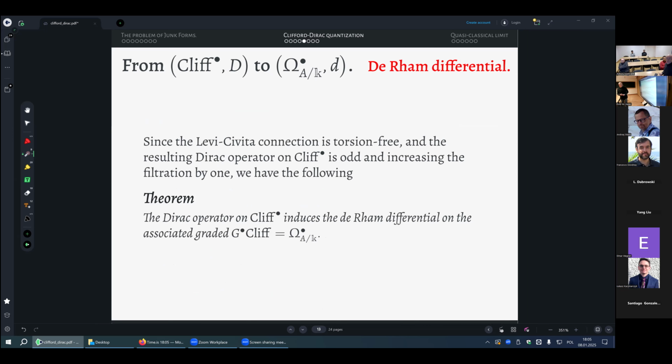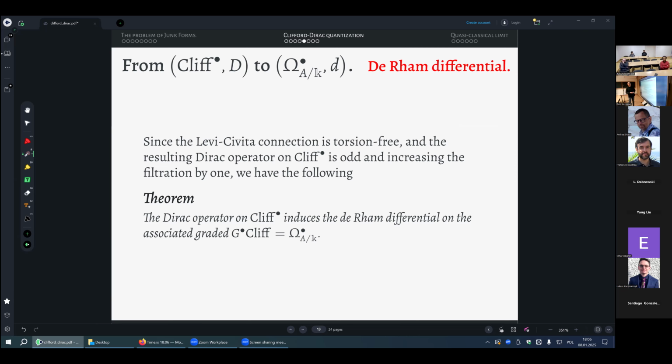So, we then complete this Levi-Civita connection using the Dirac operator as well. What about the de Rham differential? Okay. Now it's very simple.